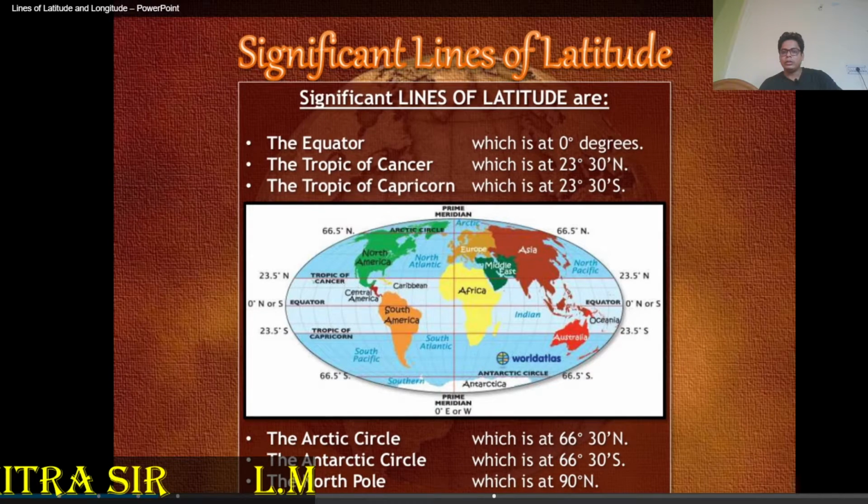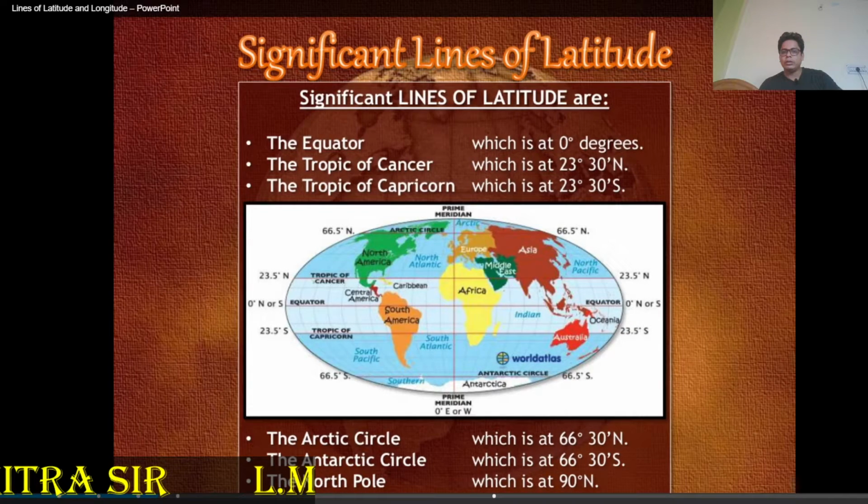On the basis of these main latitudes, we can divide our earth's surface mainly into three zones. The first one we discuss is the torrid zone. The torrid zone is also known as the tropical zone.